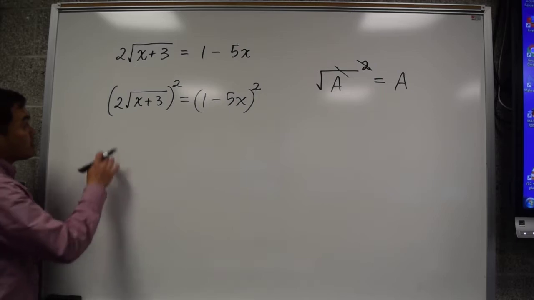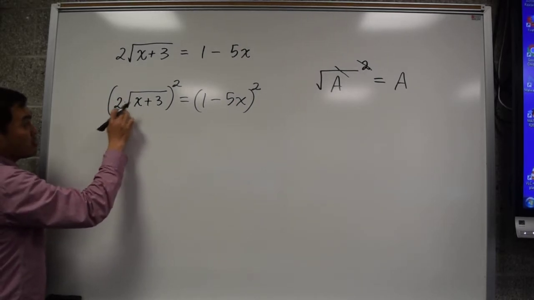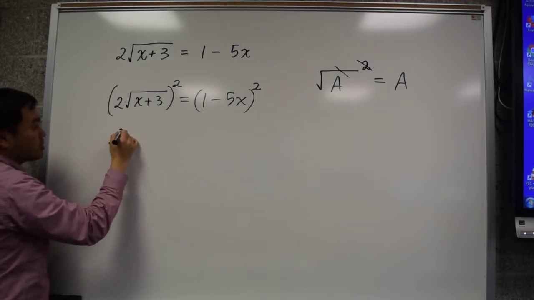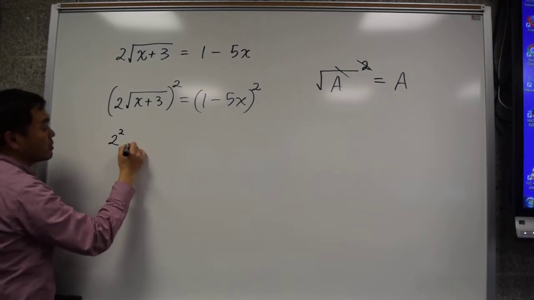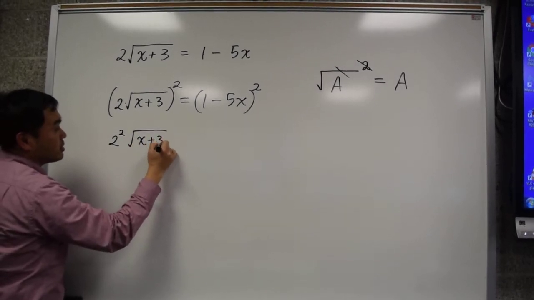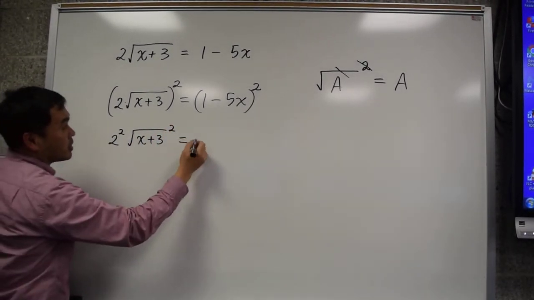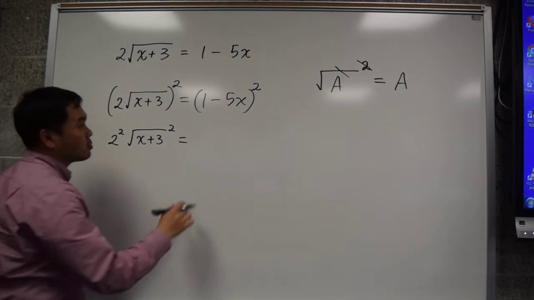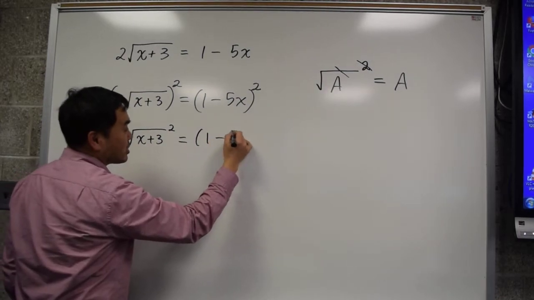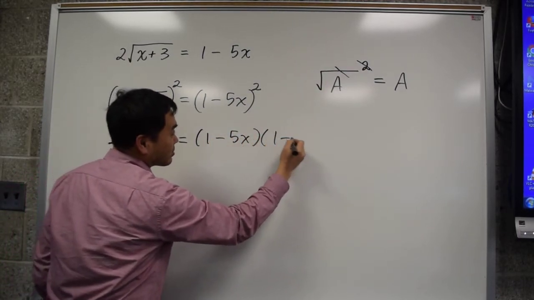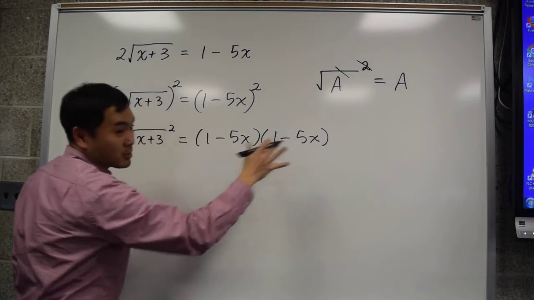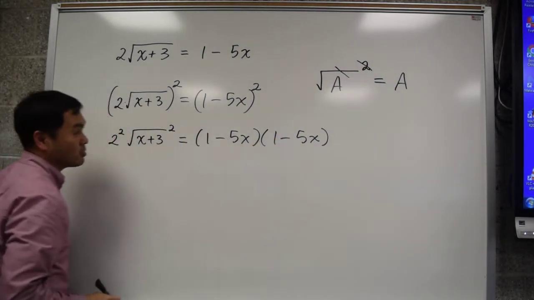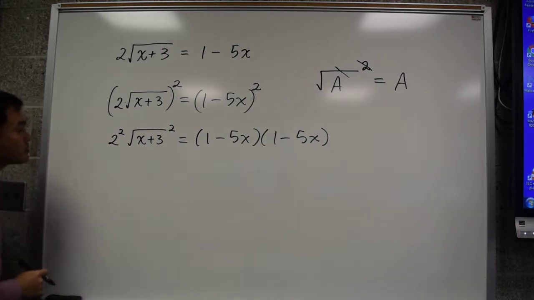Now you have to be careful here because it's a product of two things, so you have to square both of them. So 2 squared is 4. I'll just write 2 squared for now. And x plus 3 squared, and you get 1 minus 5x squared. Let's write it as 1 minus 5x times 1 minus 5x, because I want to FOIL this out. Square means you're multiplying the same thing again, right?